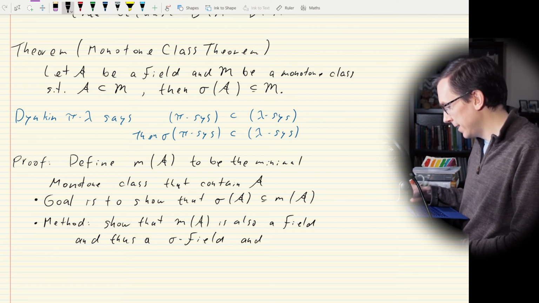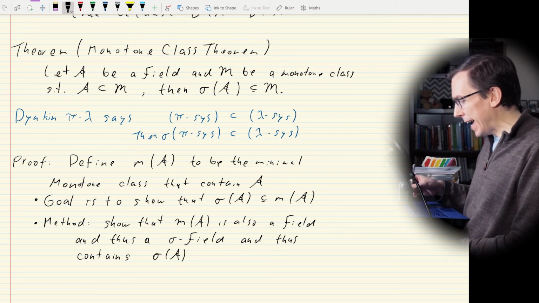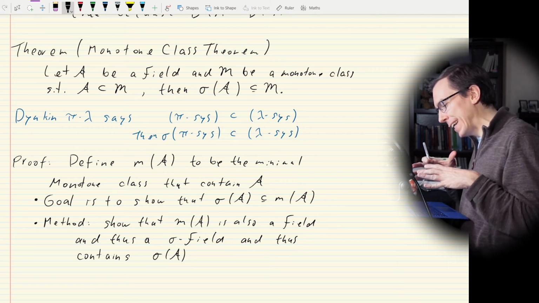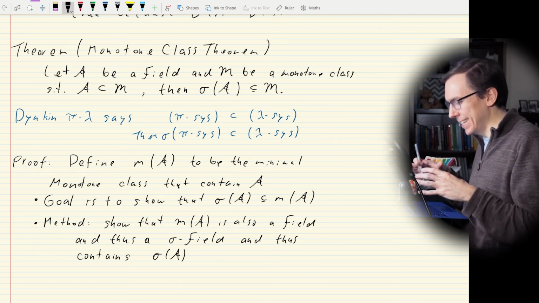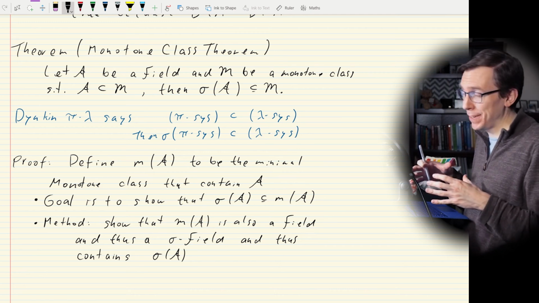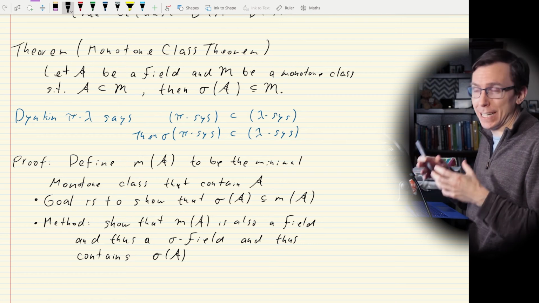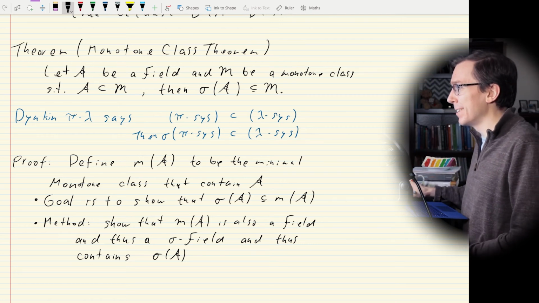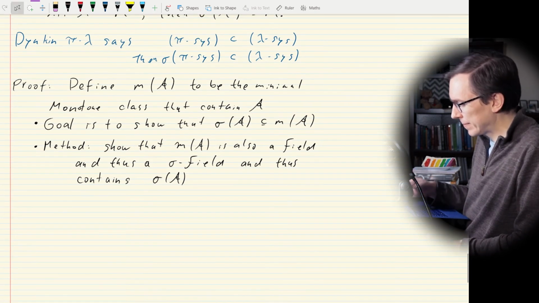And thus it contains sigma A. Now remember, sigma A is the smallest sigma field that contains A. We're just showing that this minimal monotone class is a sigma field. It may not be the smallest sigma field, but if it's a sigma field and it contains A, it has to contain all of sigma A by the minimality of sigma A. All right, so we're going to do this in, I guess, 2 steps.